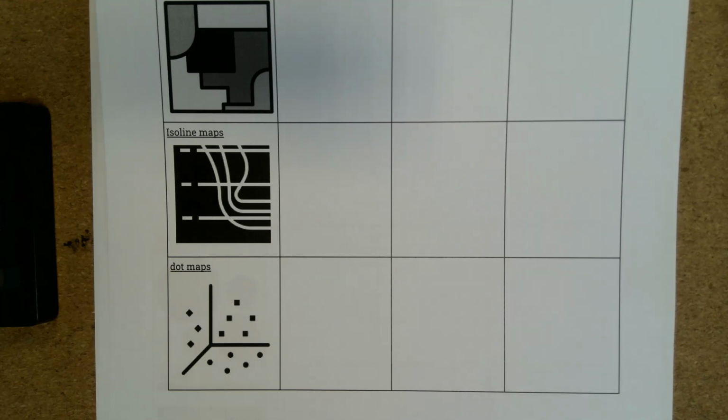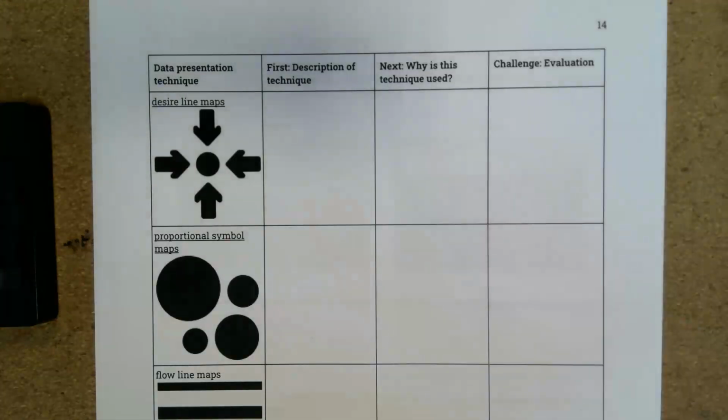Dot maps are probably the simplest type of map and represent a point for each value. Often these are used to show population density, with each dot representing a certain number of people. Desire line maps show the links between different places. Often these are used by airports or airlines to show their connections to different parts of the world.